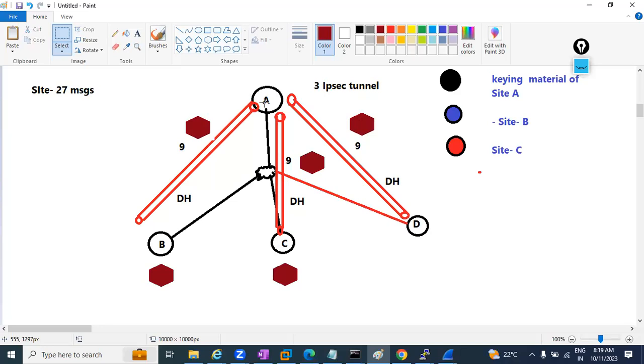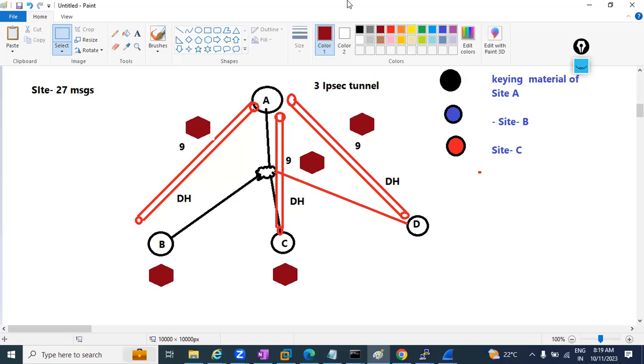So at that time site A has to immediately identify that this data is coming from where, and which keying material and which keys should I use to decrypt the data. Are you getting my point, guys? Okay, I'm just repeating it again. Kindly listen carefully. I'm saying when site B and site C are sending some encrypted data towards site A, now site A has to decrypt it.